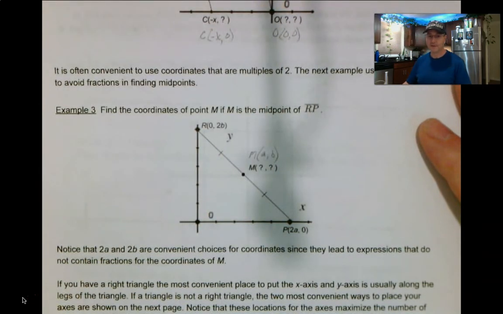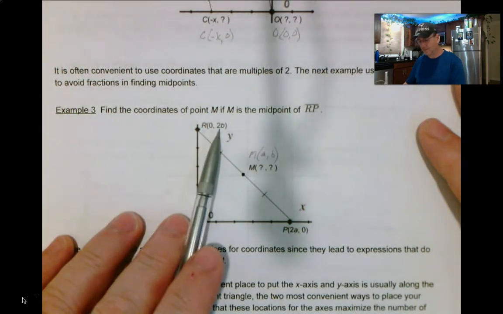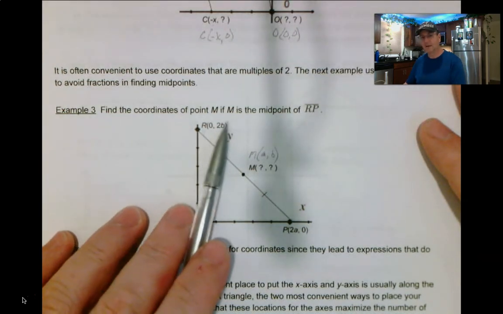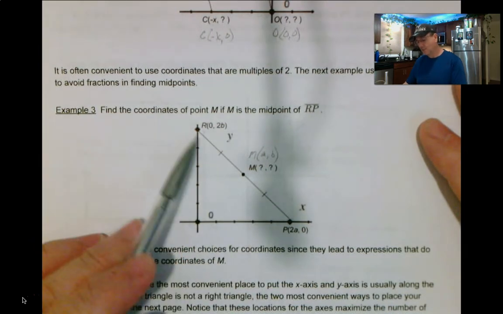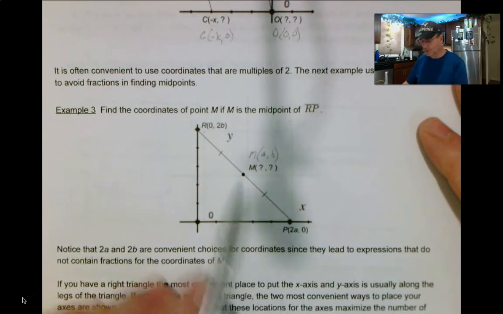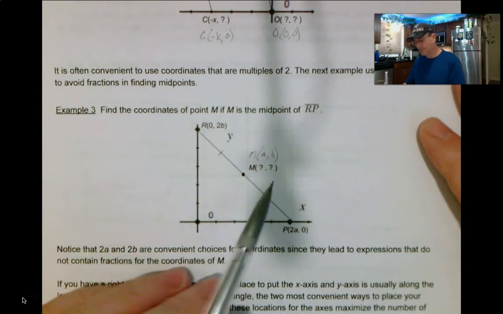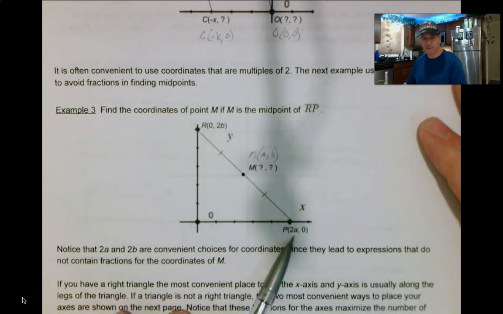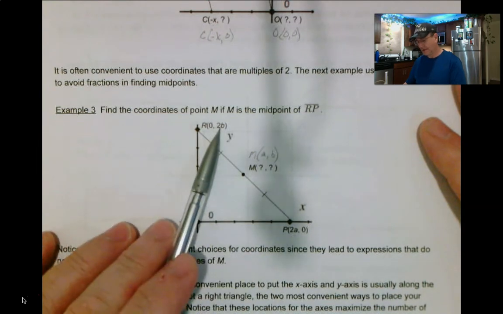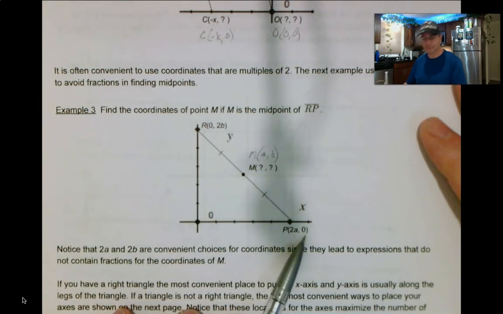And we avoided fractions. The advantage of thinking ahead when picking our variables is to make the arithmetic a little bit easier. And again, if you want to use the midpoint formula, you're going to get the exact same answer. The midpoint formula is really just the average of the x's, so 0 plus 2a divided by 2, and the average of the y's, 0 plus 2b divided by 2, and you get a, b again.